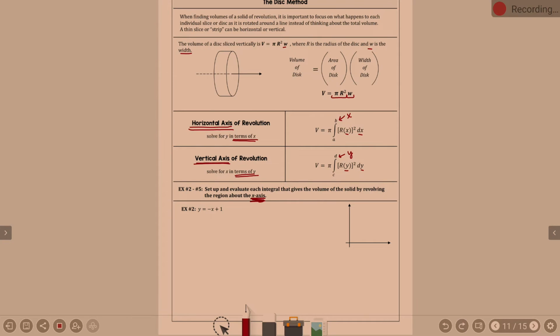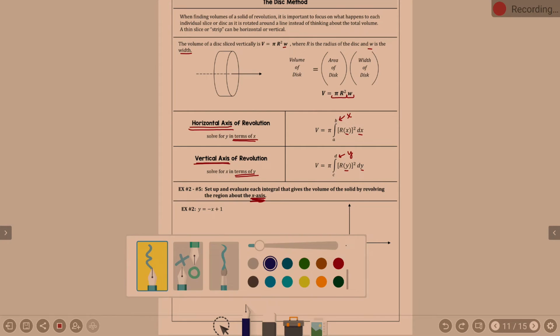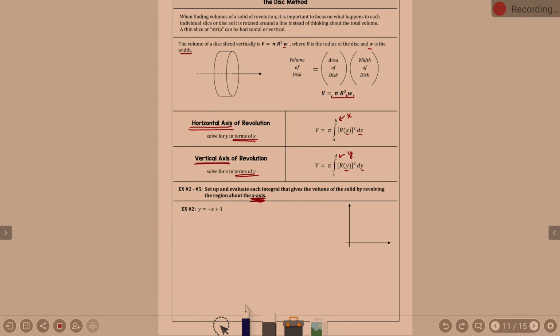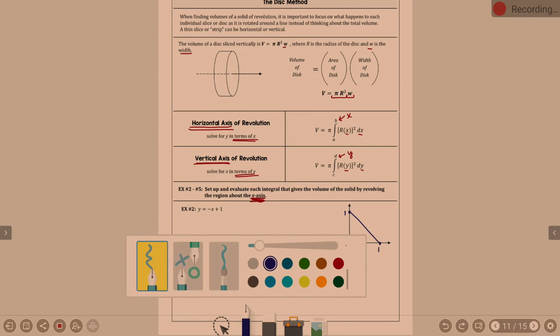So, what does y equals negative x plus 1 look like? Has a y-intercept of 1. Where's it going to cross the x-axis at? 1, because if your slope is negative 1, it's going to cross there at 1, yes. And then, so we're going to take this piece here.